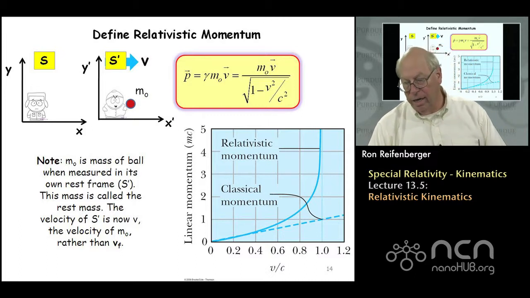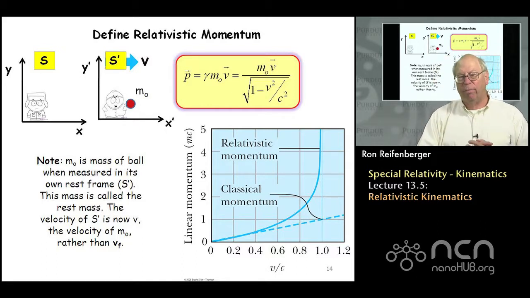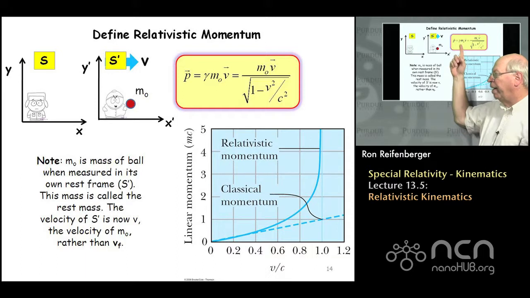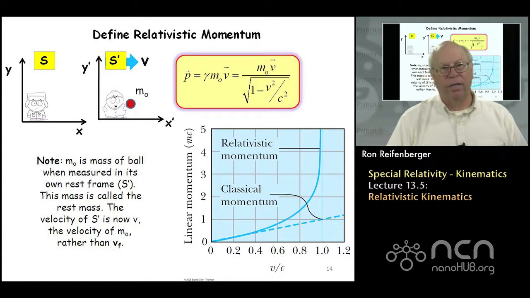So this is the important consequence that comes out of this discussion, right? That in order to conserve momentum relativistically, you have to redefine momentum. The redefinition of momentum involves this additional factor of gamma. So that's the main point of this lecture.